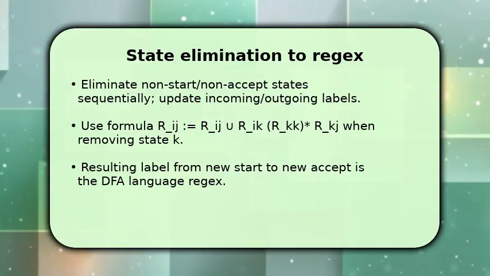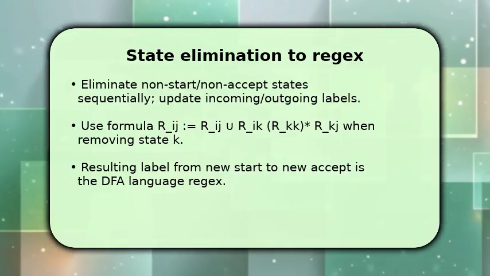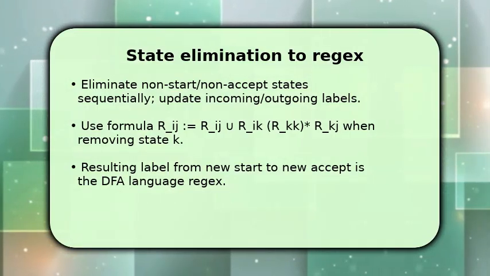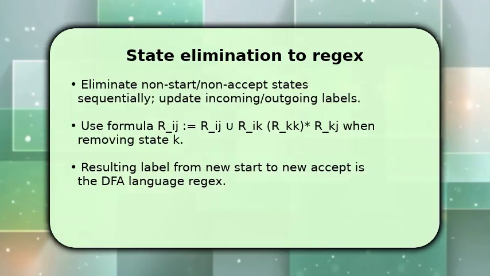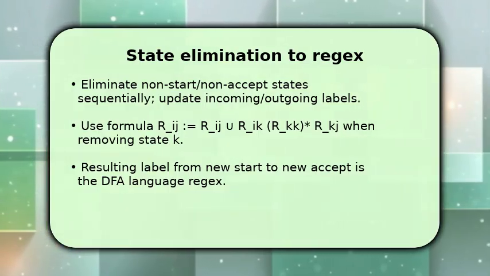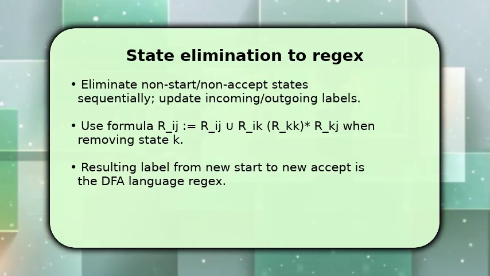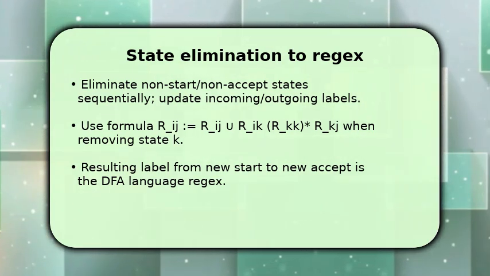Once all intermediates are gone, the label from the single start to the single accept is a regular expression for the DFA language. If your expression explodes, check for missed unreachable states or forgotten dead state transitions.